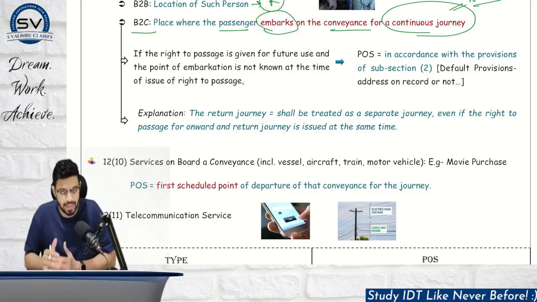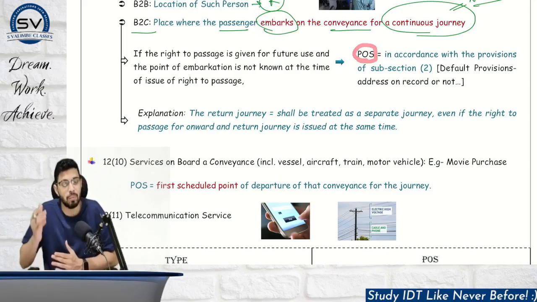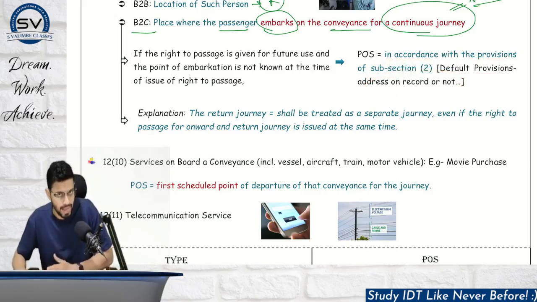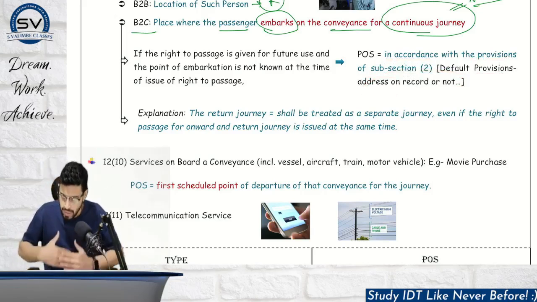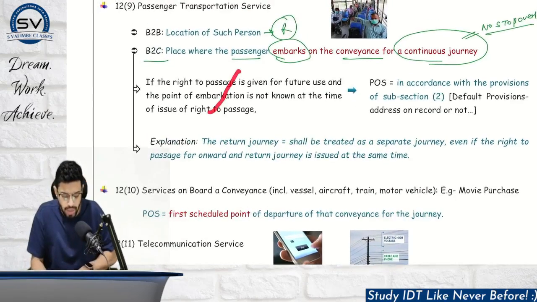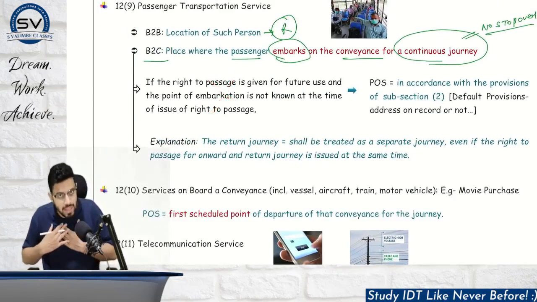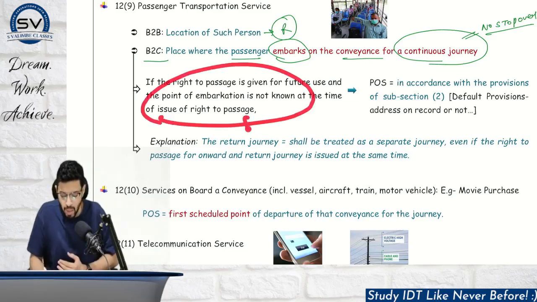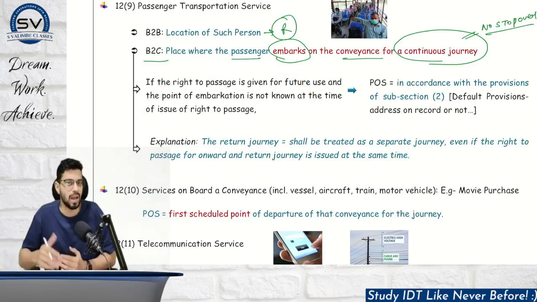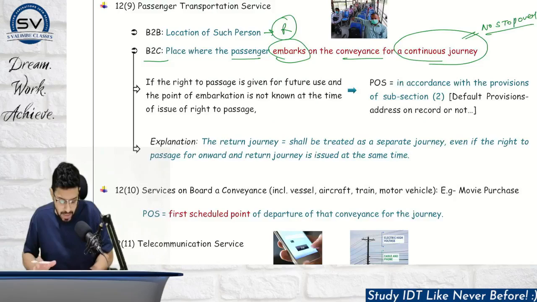In such similar cases, the place of supply shall be determined like what we talked about in default provisions. So it shall be in accordance with the provisions of subsection 2, that is the default provisions, depending on whether the address on record exists or not. If I'm a registered person, please understand, this is irrelevant. Why? Because it will be a case of B2B. But if it is a case of B2C, that means I'm an unregistered person. So now the question is whether my address exists on record of Vistara or not. If yes, that will be the place of supply. Otherwise, it will be the location of supplier. I hope this is properly clear.